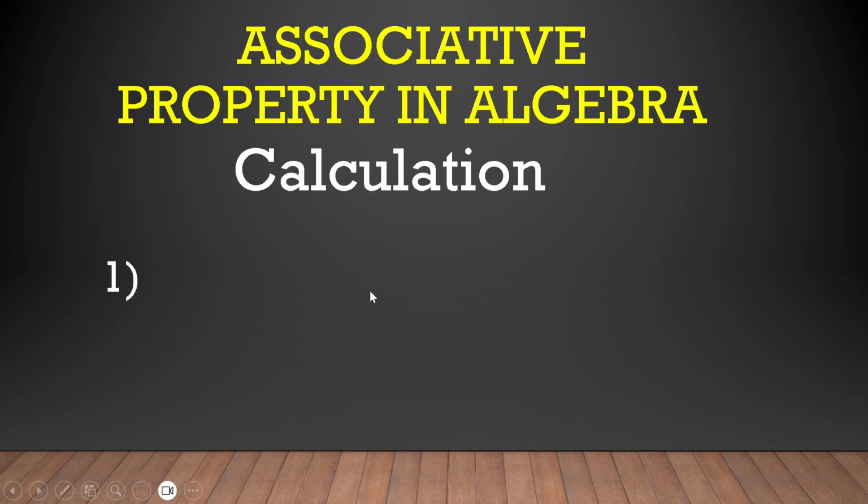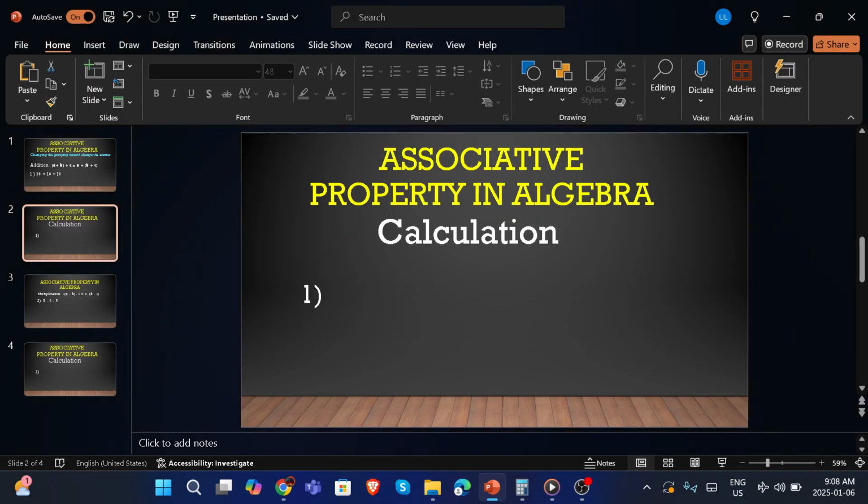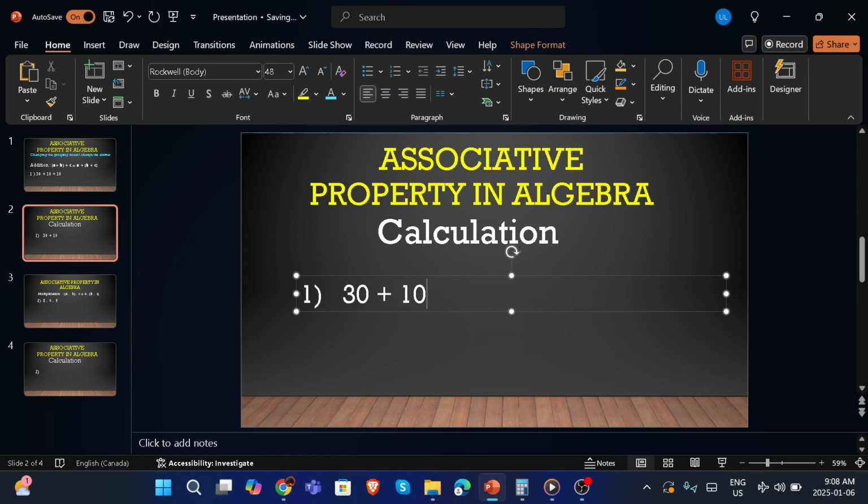All right guys, now let's do our calculation. Let's try our first method, which was to group the first two numbers to add, and then add the other number, which was 10. So 30 plus 10 plus 10 is actually equal to 40 plus 10. So 40 plus 10 is 50, right?